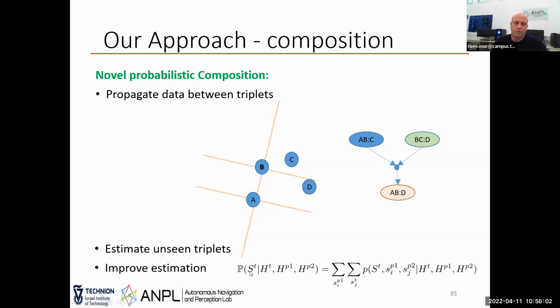So this is the general formulation. We want to find a specific triplet state using measurements for this triplet and other triplets, or in a specific case, we can also do it when this triplet is not measured at all.